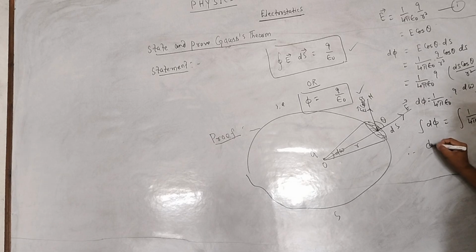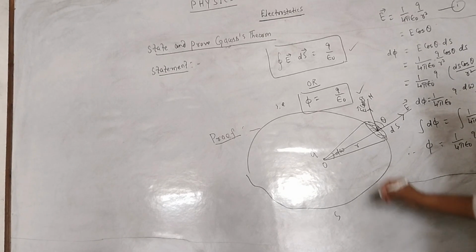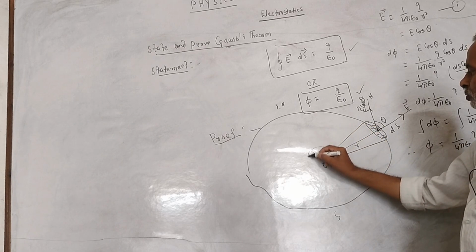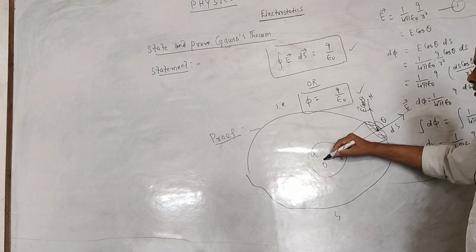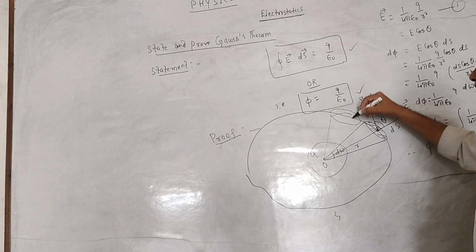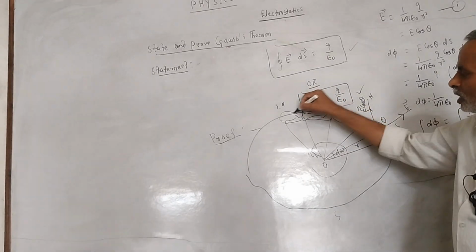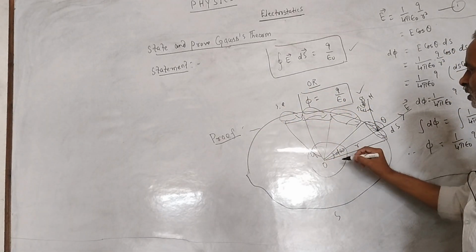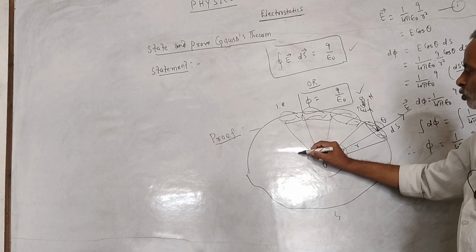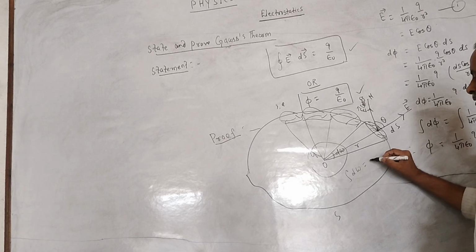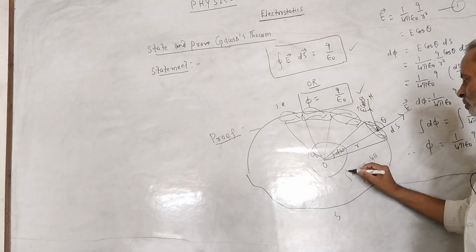Therefore phi equal to 1 by 4 pi epsilon naught q integration d omega. Integration d omega is the value of the whole solid angle made at the center. There are various small surface areas ds, and the entire surface makes a solid angle at the center. The total value of solid angle, integration d omega, is equal to 4 pi.